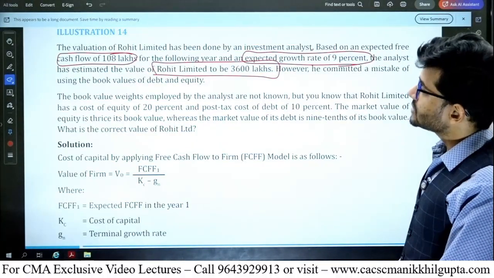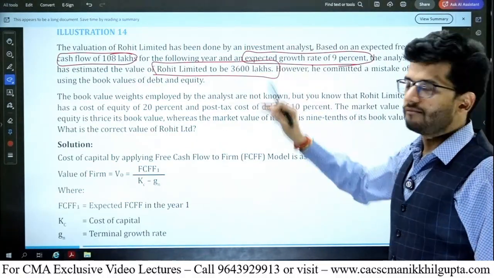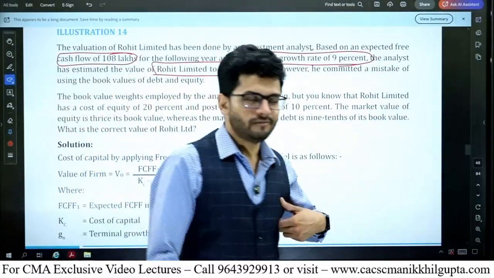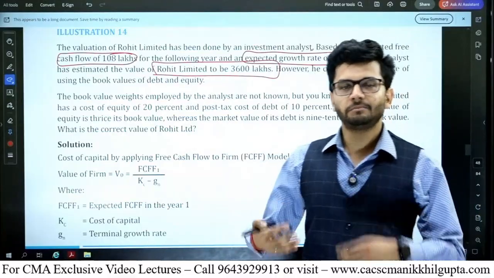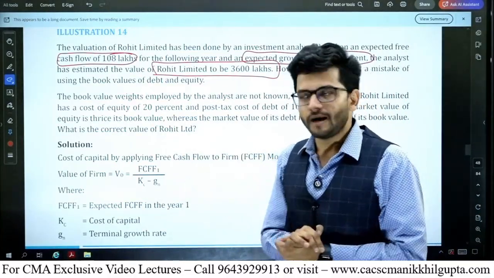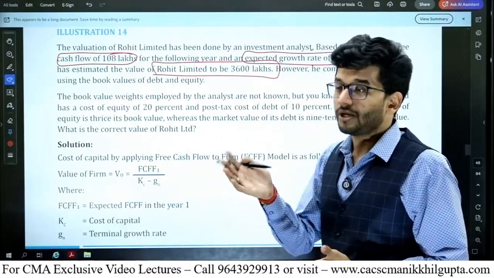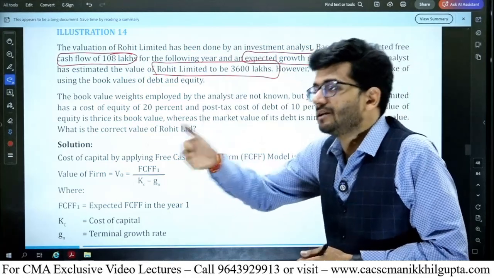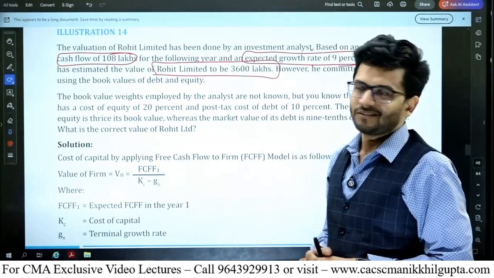However, he committed a mistake of using book values of debt and equity. Now, the problem which Rohit has done is that he has used book value while calculating the value of the firm. The market values are a perfect way of calculating the value of the firm, and he has used the book values. It's not wrong, okay, it's not wrong, but the question requires you to calculate the value as per the market values. That's the only thing, okay.